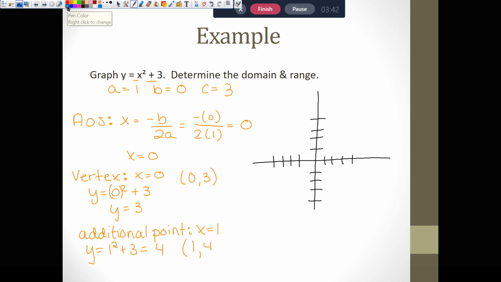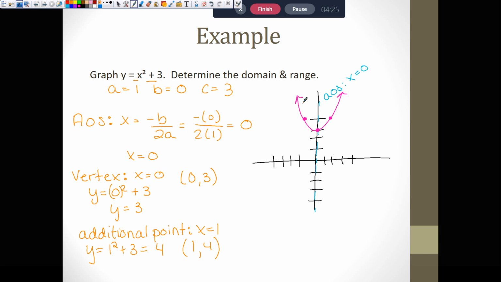So my axis of symmetry is at 0. My vertex is at 0, 3. And my additional point is at 1, 4. And I can mirror this additional point over my axis of symmetry. So that is how you would graph.